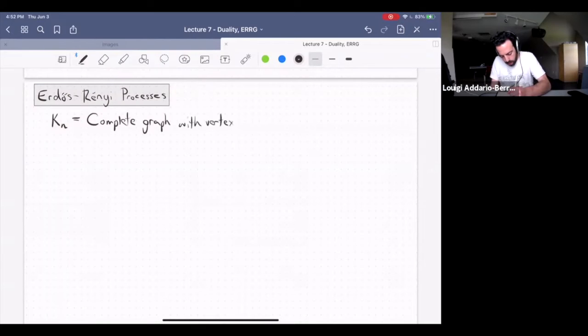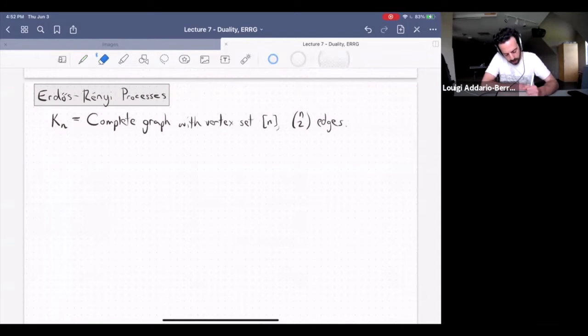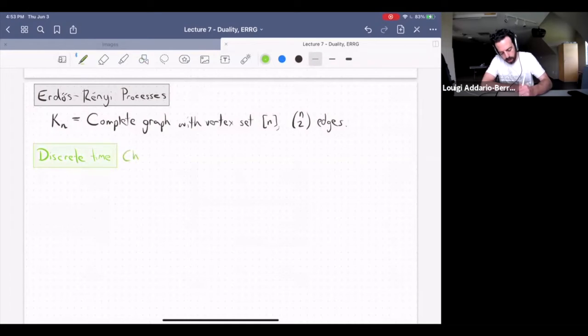So that means it has vertices at integers 1 up to n, and n choose 2 edges. Okay, and now, almost right from the outset, there were two versions of the Erdős–Rényi process defined. So one in discrete time, and for this one, you simply choose a random ordering of the edges and add them in that order.